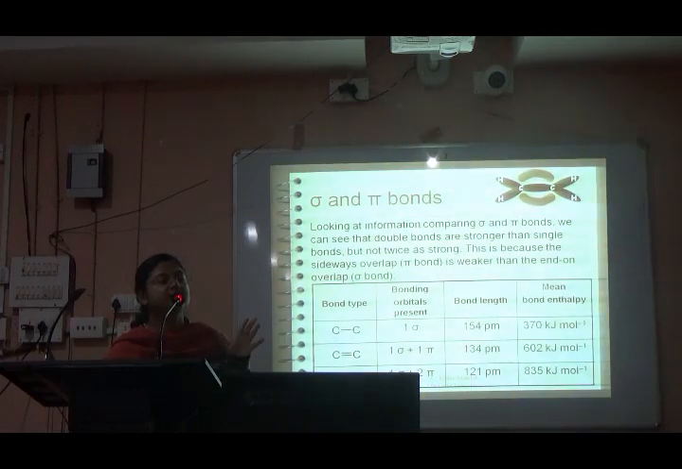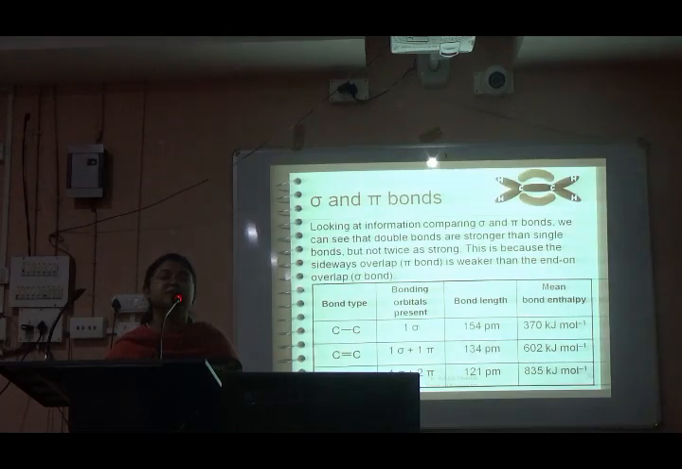Now, looking at the bond length, we can see that though the double bonds are stronger than single bonds, the value is not double. They are not twice as strong as the sigma bond. The reason being, a sigma bond, because it is formed by end-on overlap, is much stronger than a pi bond, which is formed by lateral overlap. Much more energy is required to break a sigma bond compared to the pi bond.